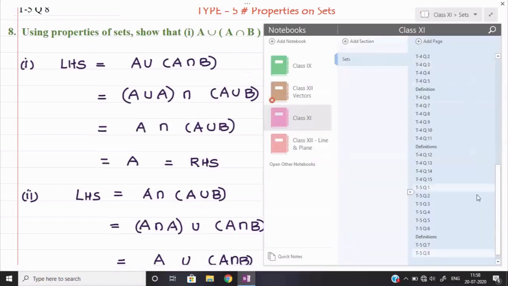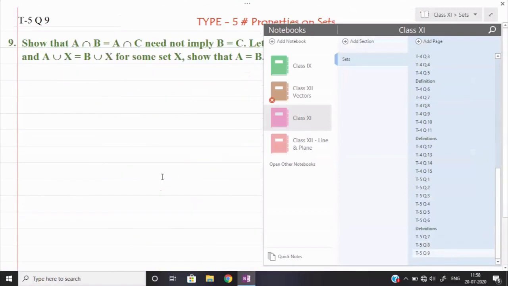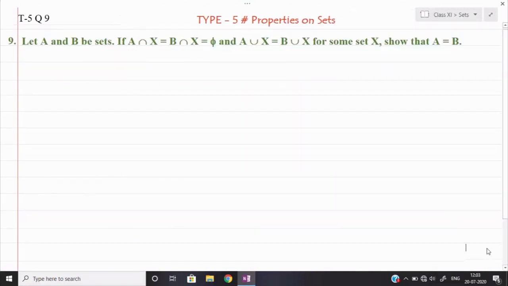Now let us see quickly the last question of today's session, that is question number 9. In the ninth question, see what we have been given: let A and B be the given sets, A intersection X is equal to B intersection X is equal to 5. And one more thing is given, A union X is equal to B union X, where X is some set. Then we have to show that A and B are equal.